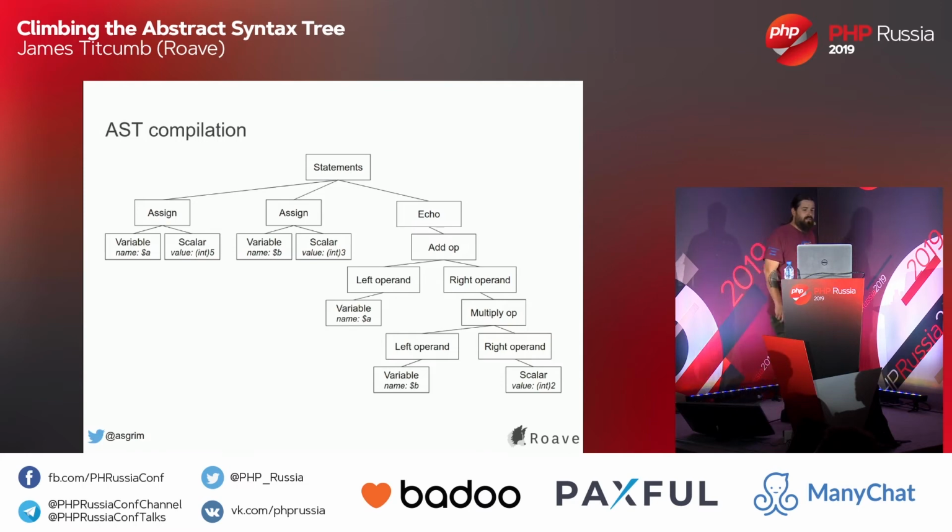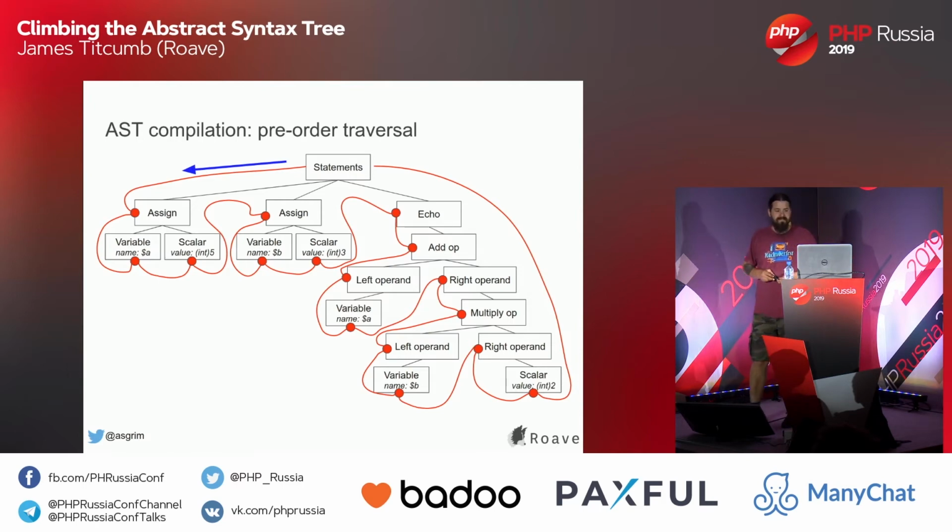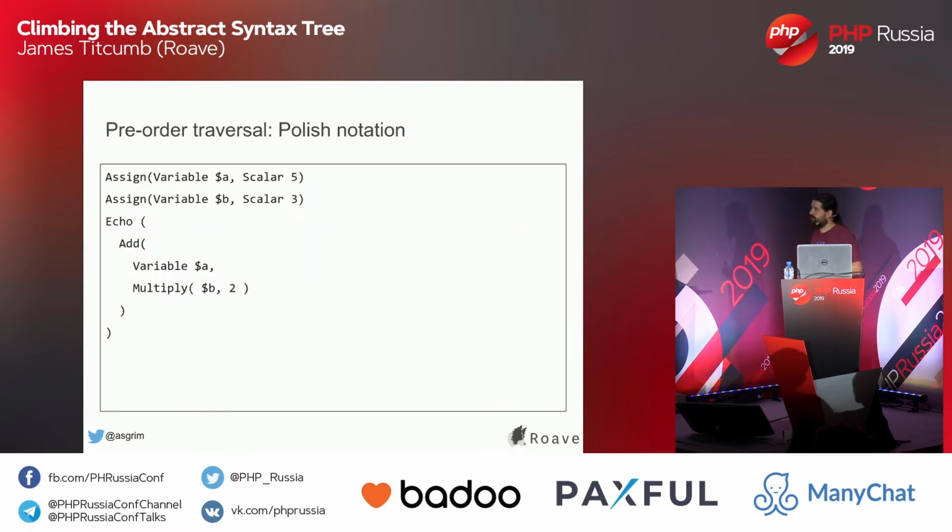But when we look at this, we can start doing things like following a line around the tree. We can start at the top with the statements, and we go and we hit assign, and we can hit the variable, the scalar, and so on. And we can execute, if you like, each node we touch in order. All right, so we start at the top, go left, descend down, and this is what's called a pre-order traversal. If you write down everything you encounter in order, you'll get something that looks like this.